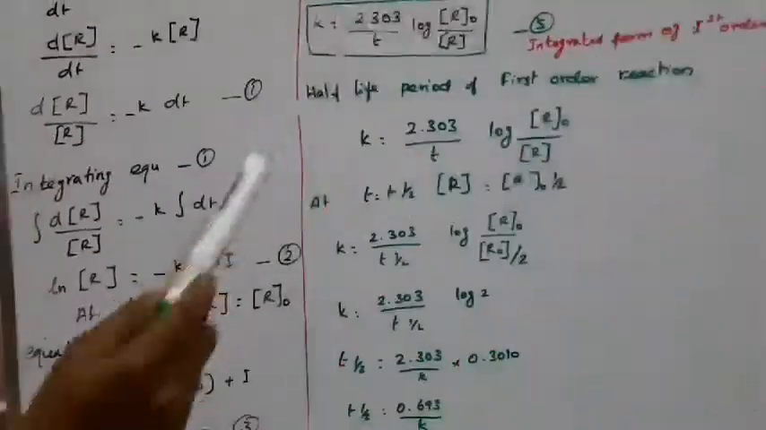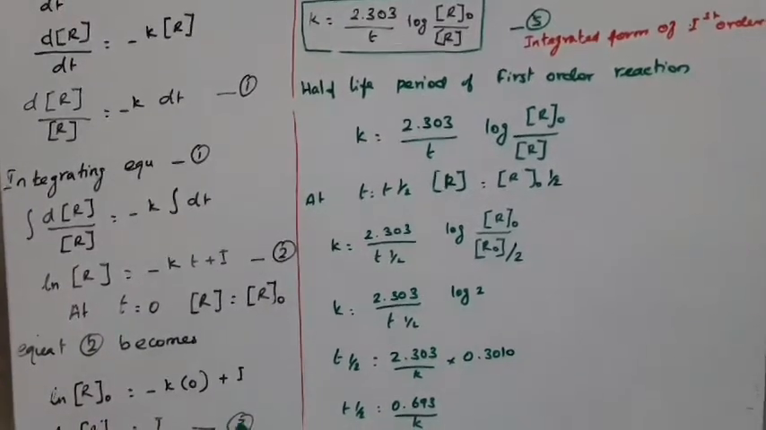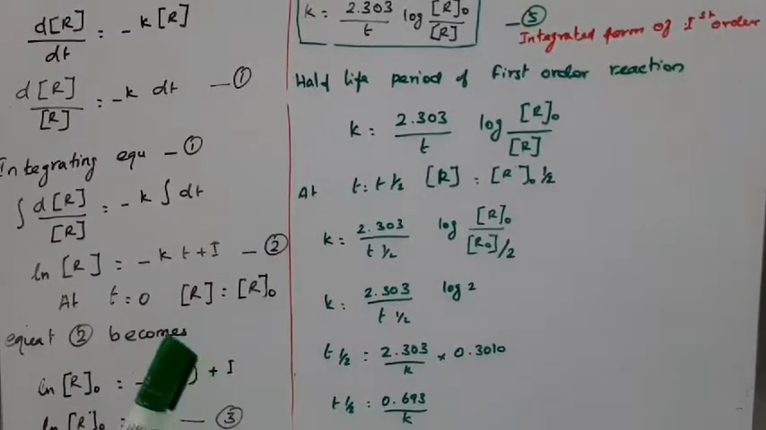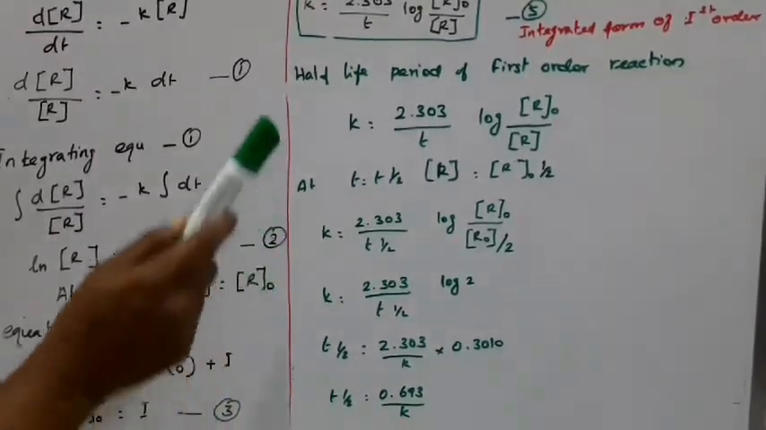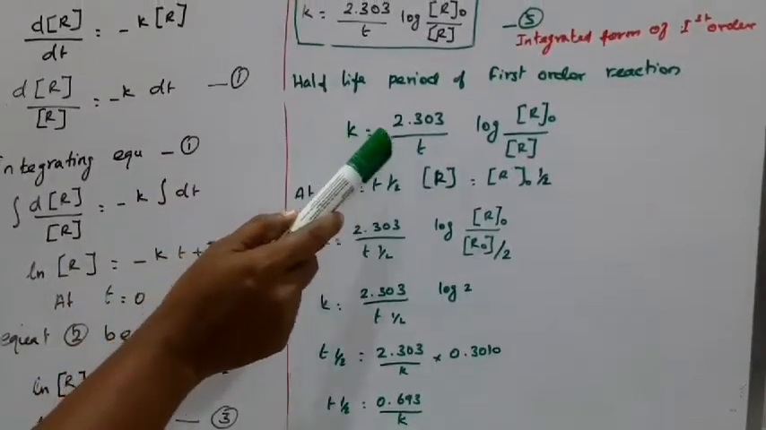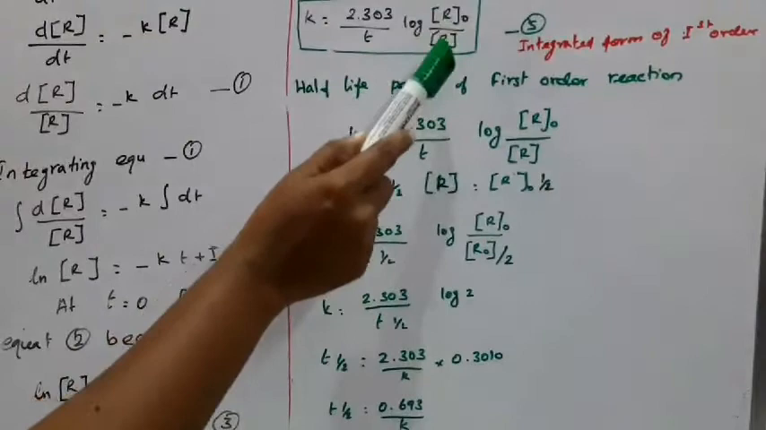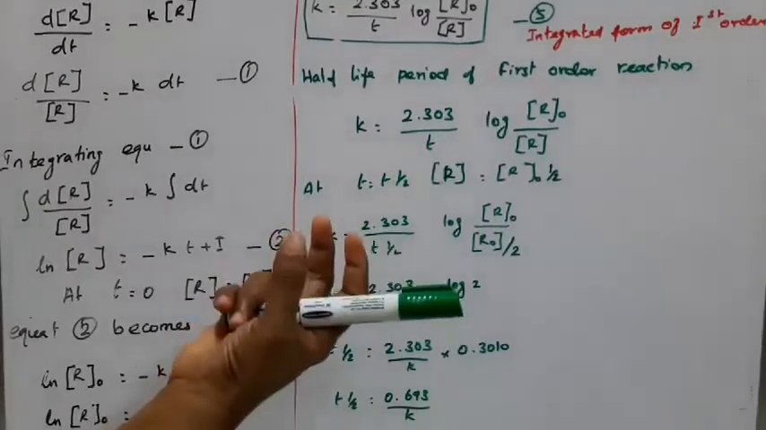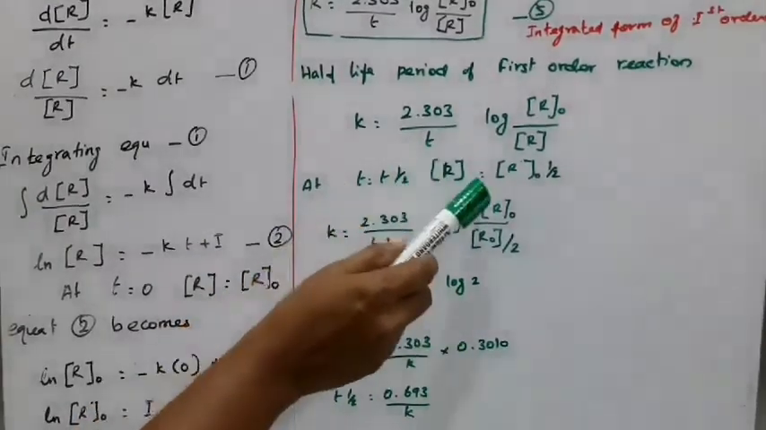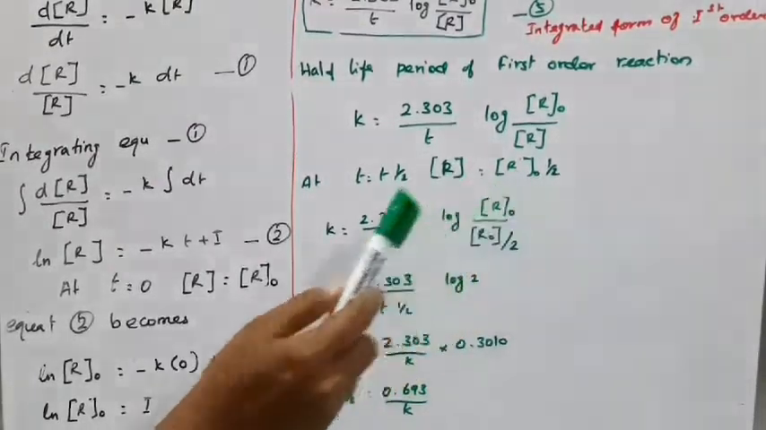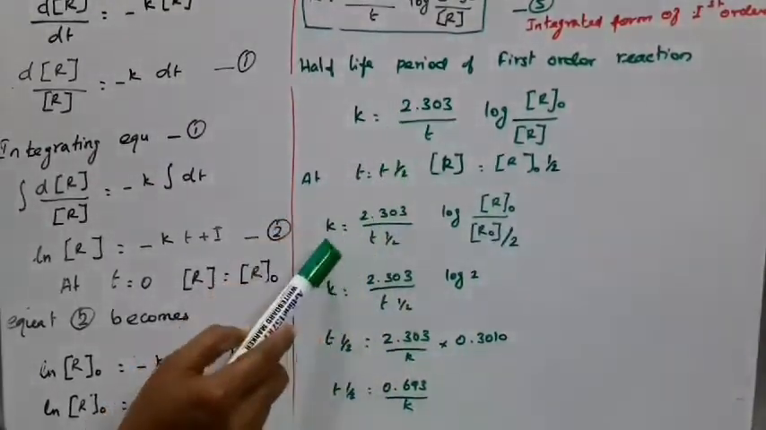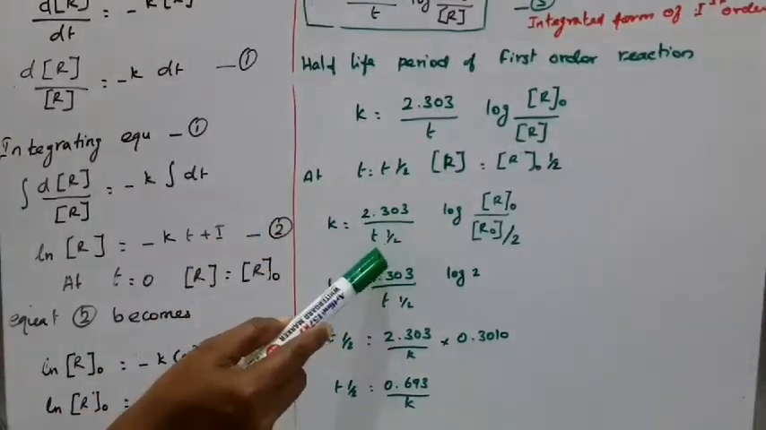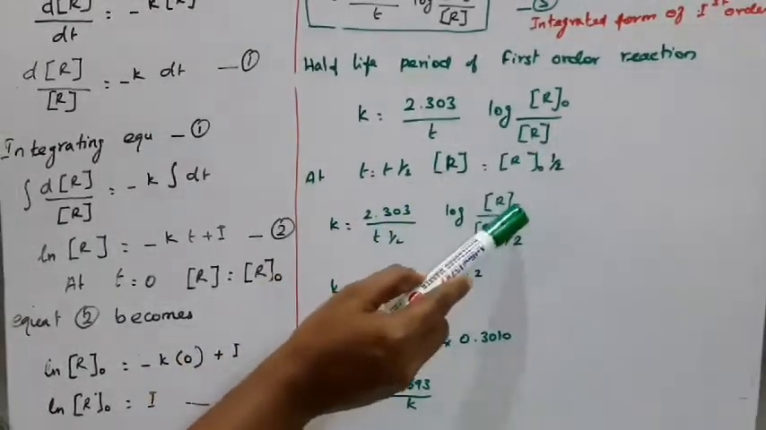Half life period of first order reaction. Half life means the time in which the concentration of a reactant is reduced to 1/2 of its initial concentration. Take the first order reaction, k equal to 2.303 by t log R0 by R, at t equal to t half. When the initial concentration is reduced to half, at t half, R becomes R0 into 1/2. Substituting the value, k equal to 2.303 by t 1/2 log R0 by R.